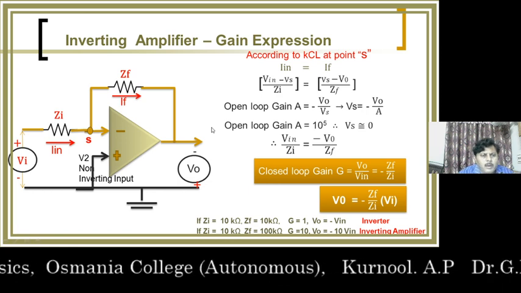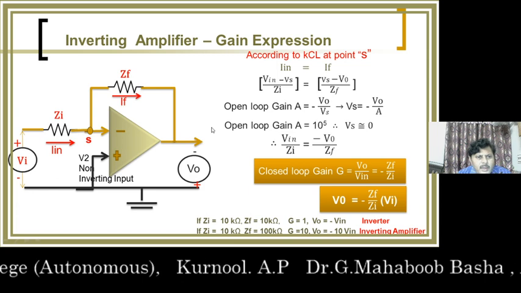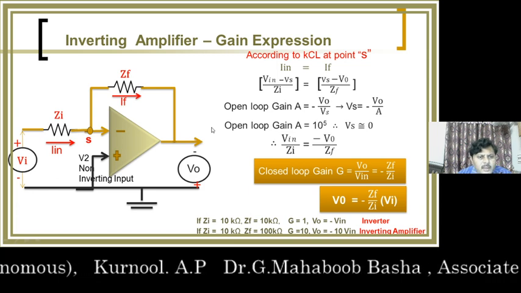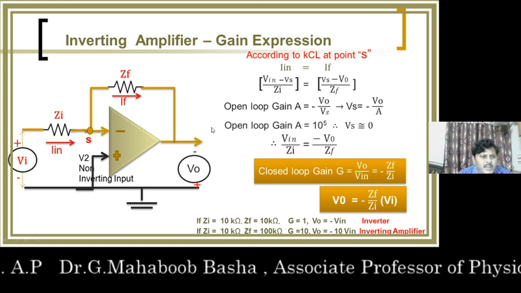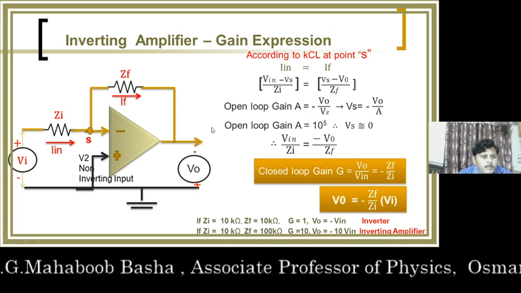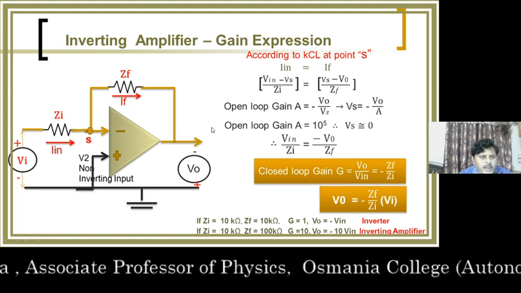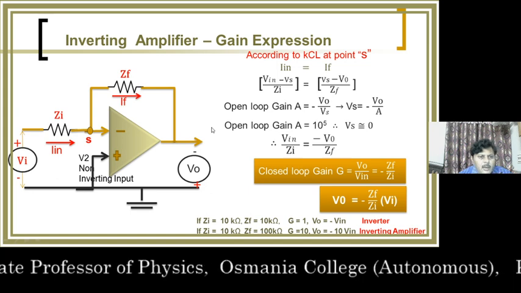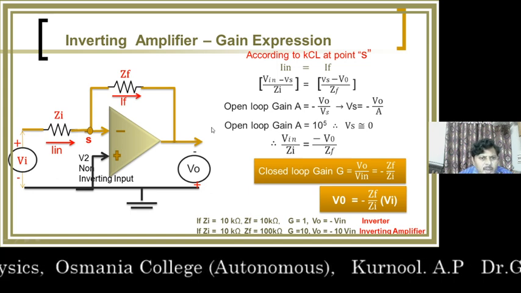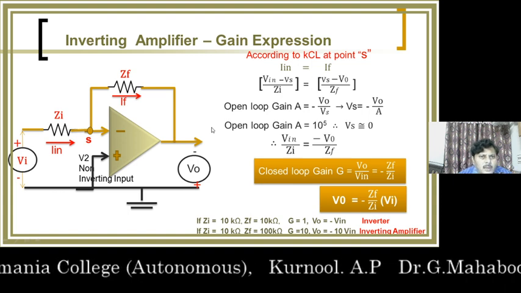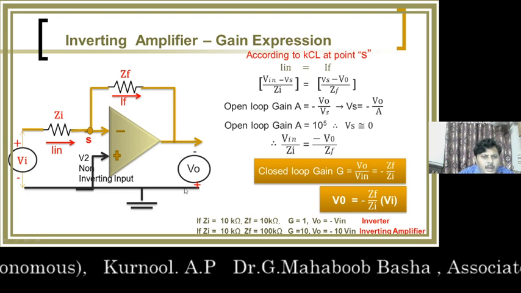Now why are we discussing the concept of virtual ground point S in detail, and the Zi and Zf we connected here in the operational amplifier? Because if we connect a capacitor in place of Zi, the circuit acts as a differentiator. If Zf is replaced by a capacitor, it acts as an integrator. So for many mathematical applications we use the operational amplifier in inverting configuration. Hence the inverting amplifier plays a very important role in mathematical applications.